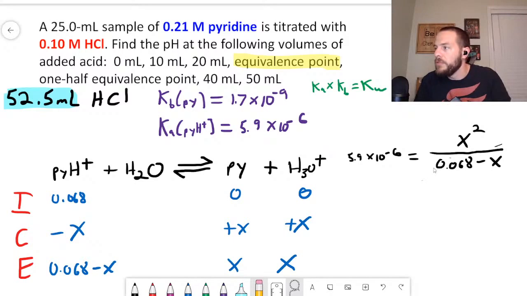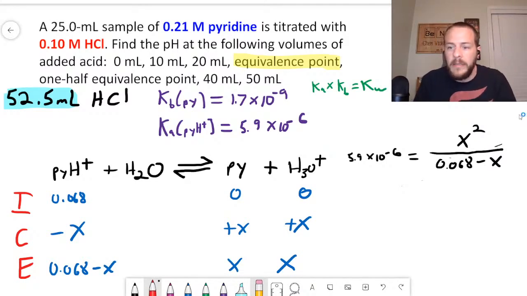Okay, so we have this equation. This is a quadratic equation, and basically there are two ways we can solve this. We can write it in the form ax squared plus bx plus c equals 0 and then use the quadratic formula, which is a royal pain, or we can use the x is small approximation. So we assume that x is much, much smaller than the number we are subtracting it from, in this case 0.068, right? So we just ignore it in the calculation because we think it's really, really small.